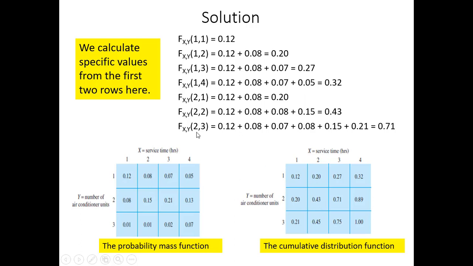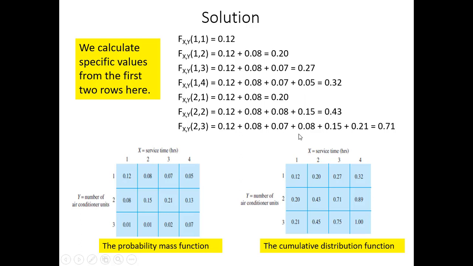If I wanted F(2,3), okay, so now my x has to be less than or equal to 2, the y has to be less than or equal to 3, so now I have to add the values sort of in this 2 by 3 rectangle. 2 rows, 3 columns. When I add all of these up, you could see this adds up to 0.71. And this is how we would proceed.